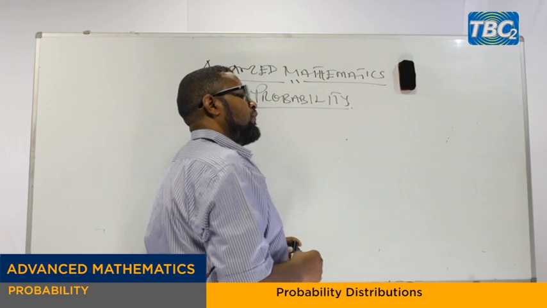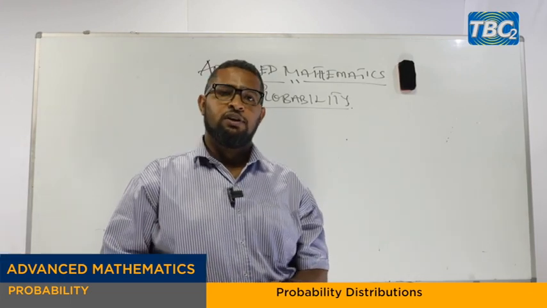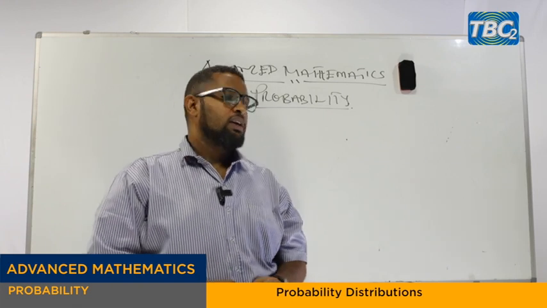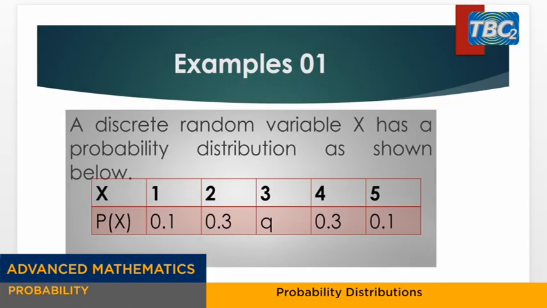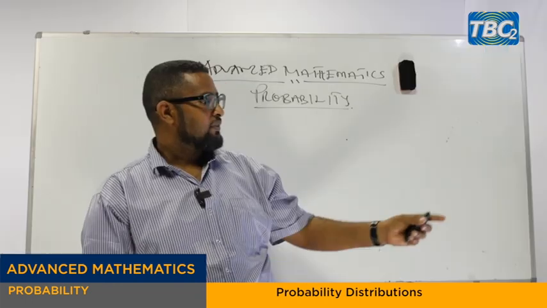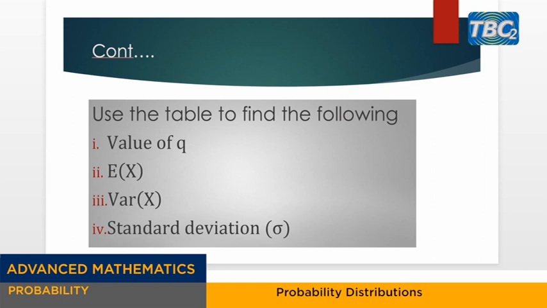It's time now to employ all the formulas that you have seen in the beginning of the lesson, one after another. As you see on the screen, a discrete random variable x has a probability distribution as shown below. The table contains the variable x: 1, 2, 3, 4, 5 with their probabilities 0.1, 0.3, q, 0.3, and 0.1. So these are just information for a discrete random variable x. Now the question: use the table to find the following.